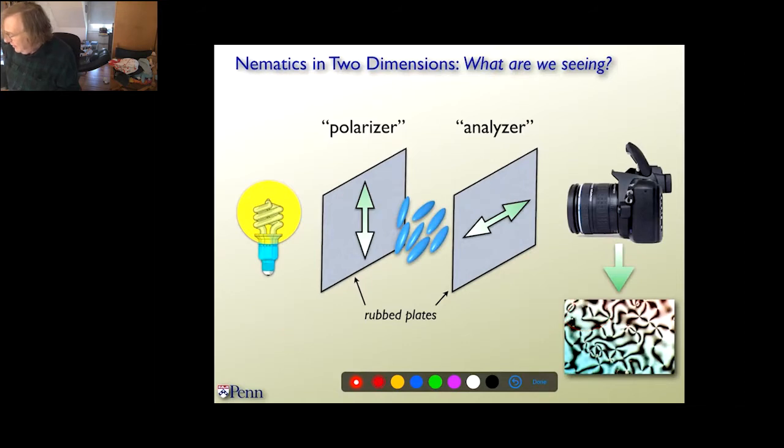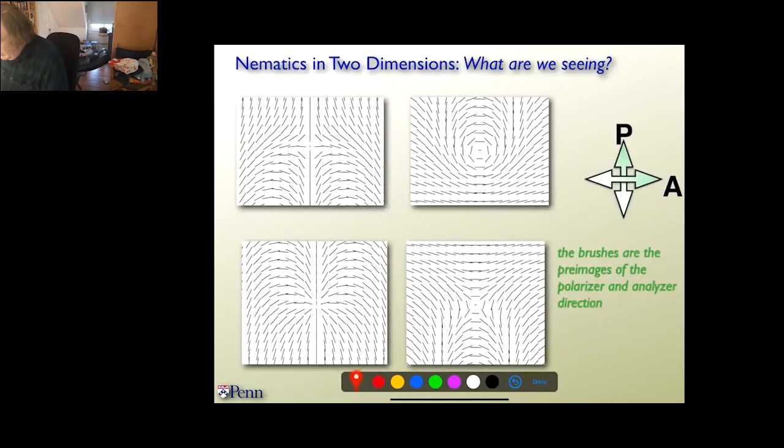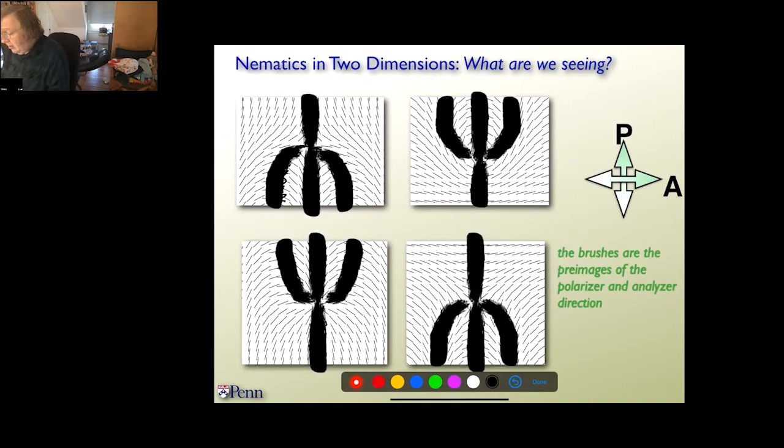And then you say, well, what's happening at these interesting vertices? At these vertices, there's a place where the molecular orientation isn't defined. So here I'm drawing some lines. What would the polarizer and the analyzer do? The polarizer says any time you have molecules that are parallel to the polarizer, you should get black, which you do. And the analyzer tells you whenever the molecules are parallel to the analyzer, I should get black. If I do that for all four of these things, you see that in all four cases, you get these four brushes.